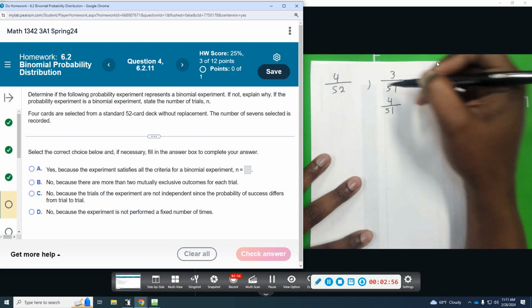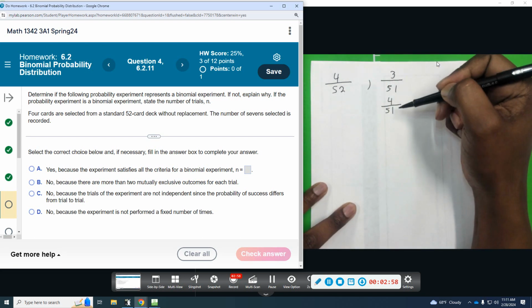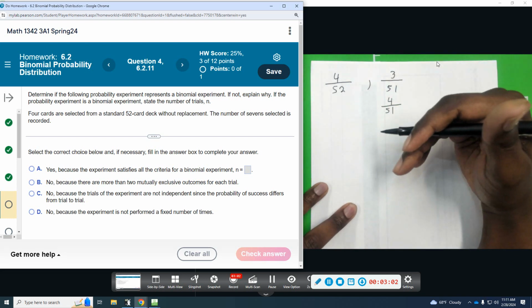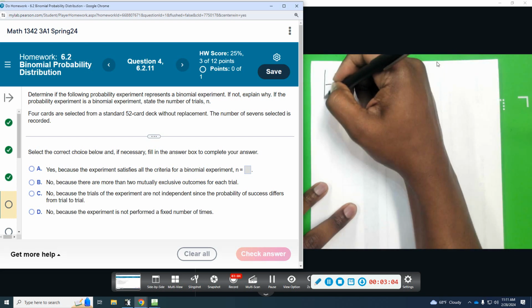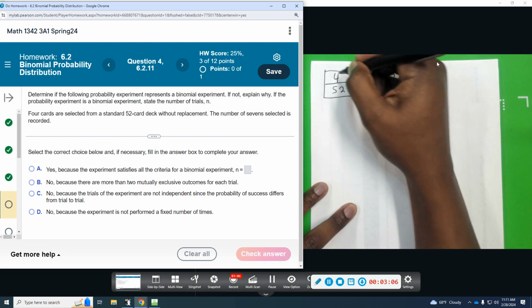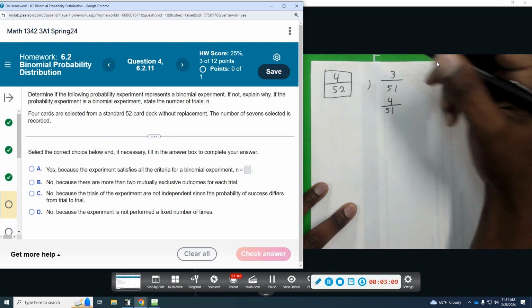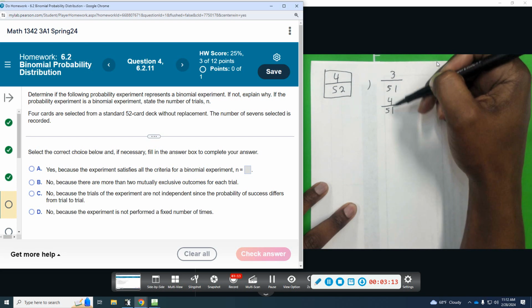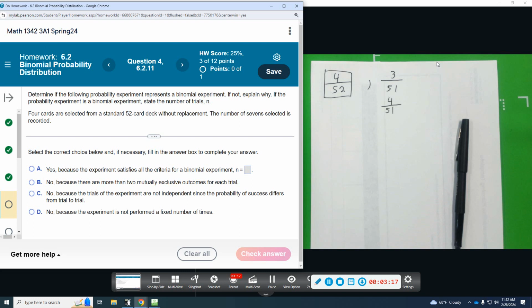So depending on what you drew, the probability is changing when you do without replacement. Now, if I replace the card, then the probability of success stays the same, 4 out of 52 every single time. These will be independent. Without replacement, the probability is changing, so this would not be independent trials. These would be dependent. So my success would be changing from trial to trial, so this would not be binomial.